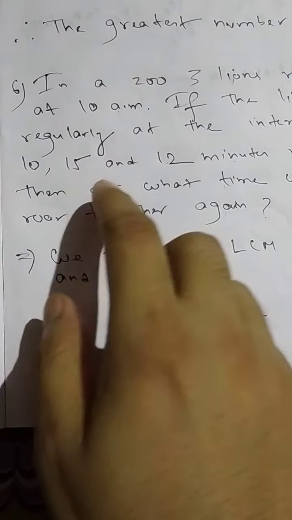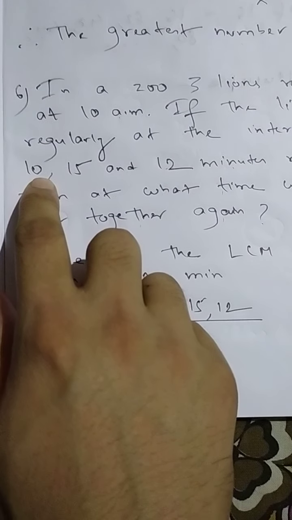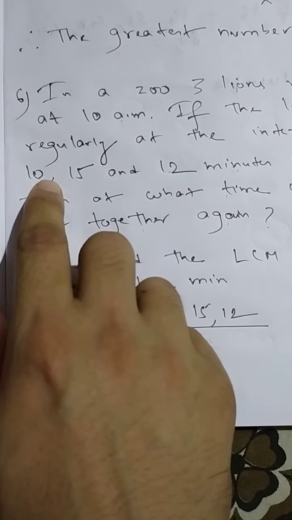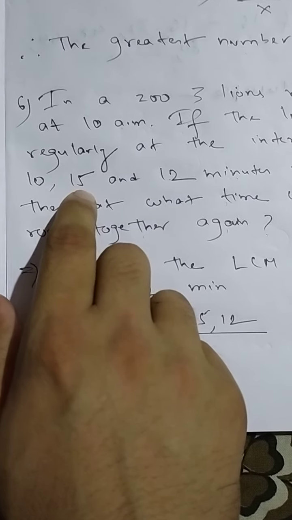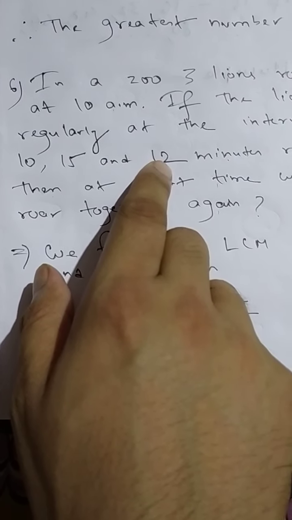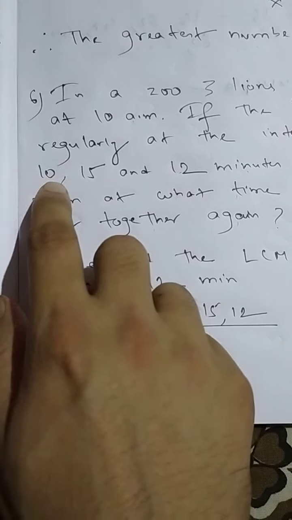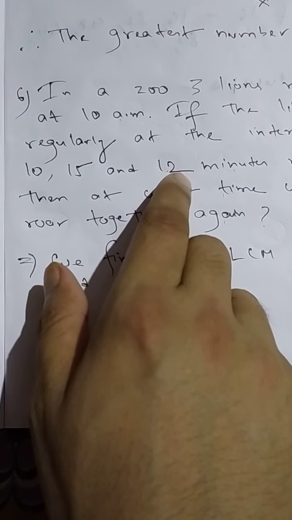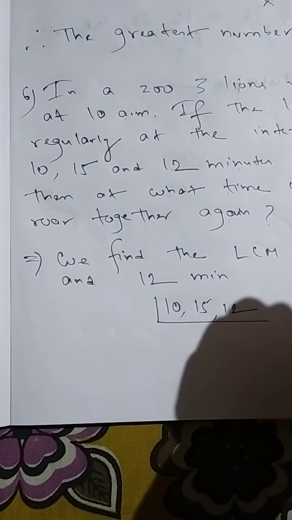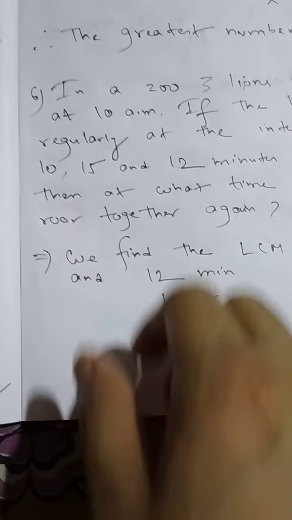So there are 3 lions. They are roaring at intervals of 10 minutes, 15 minutes and 12 minutes. The first lion roars after 10, 20, 30, 40 minutes. The second lion after 15, 30, 45 minutes. The third lion after 12, 24, 36 minutes. So these are multiples of 10, 15 and 12. They first roar together at 10 am. Next, at what time will they roar together? I told you, for this type of question, first you have to find the LCM.